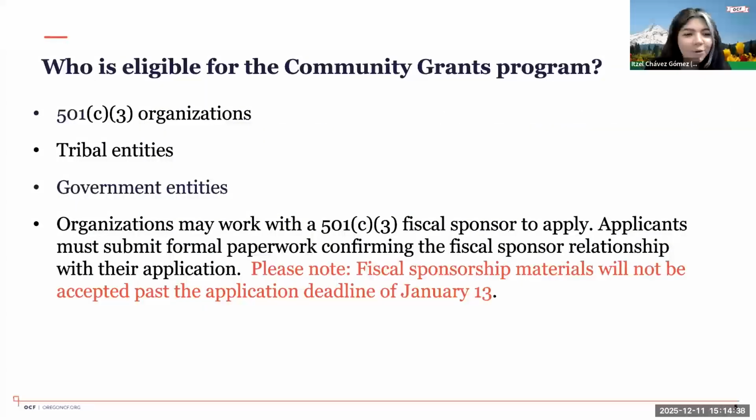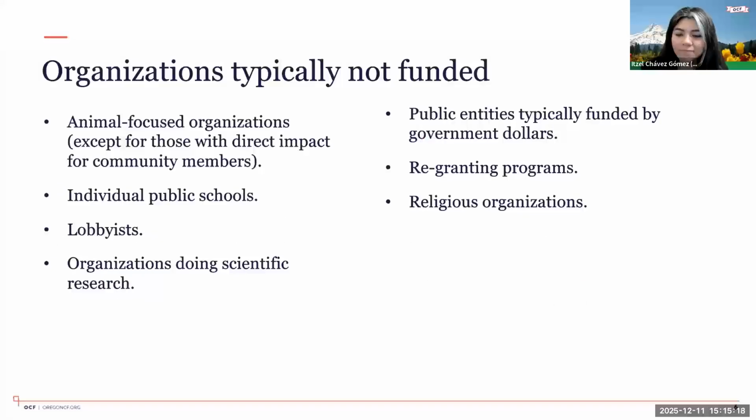Awesome. Thank you, Amy. So who is eligible for the Community Grants Program? That'll be 501c3 organizations, tribal entities, and government entities are eligible to apply in the 2026 spring cycle of the Community Grants Program. Organizations may also work with a 501c3 fiscal sponsor to apply. Applicants must submit formal paperwork confirming their fiscal sponsorship relationship with their application. And just please note that fiscal sponsorship materials will not be accepted past the application deadline of January 13th at 5 p.m. And now I will pass it over to Rachel to cover things that we typically don't fund.